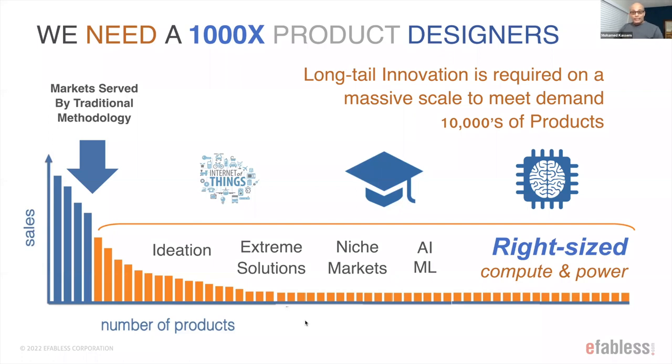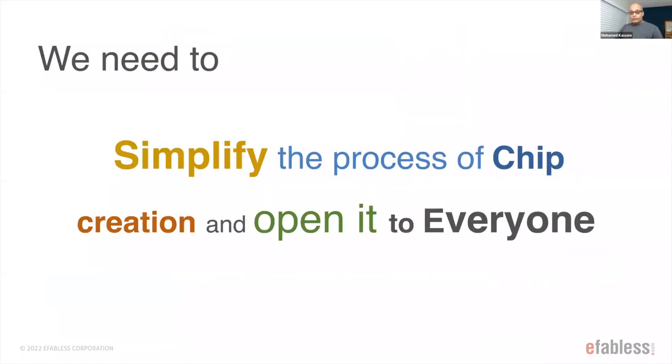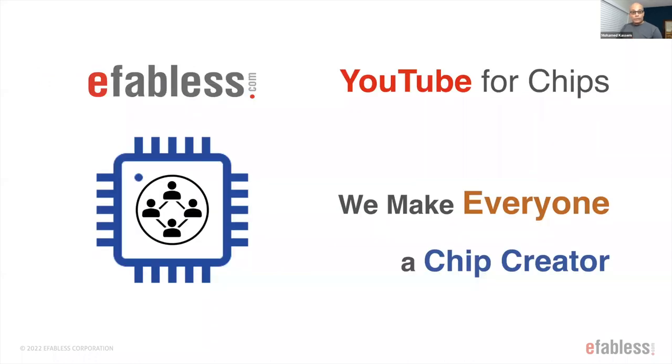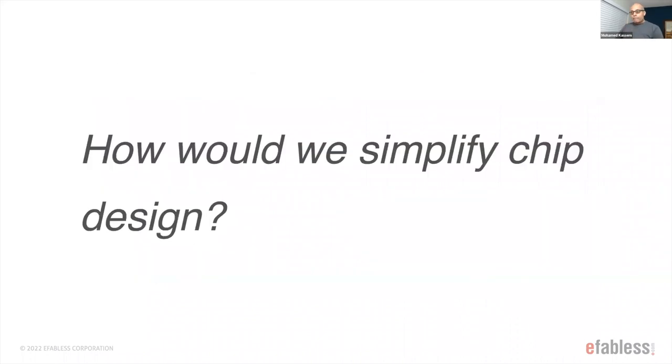So this means that our goal is to multiply by 1,000x around the world. In order to do that, we have to simplify the process of creating chips and make it available to everyone. You can think about it as YouTube for chips. The world before YouTube and after YouTube is completely different in terms of the ability to share content and get feedback from a community. So how do we simplify this?